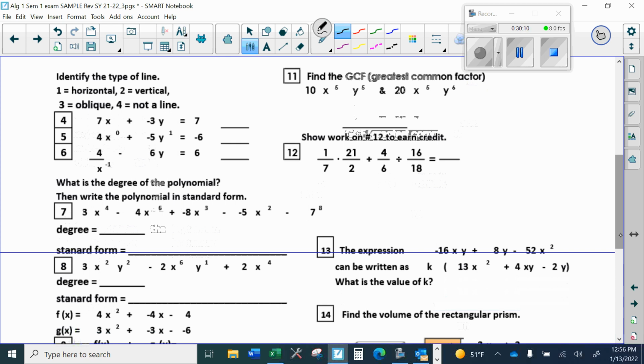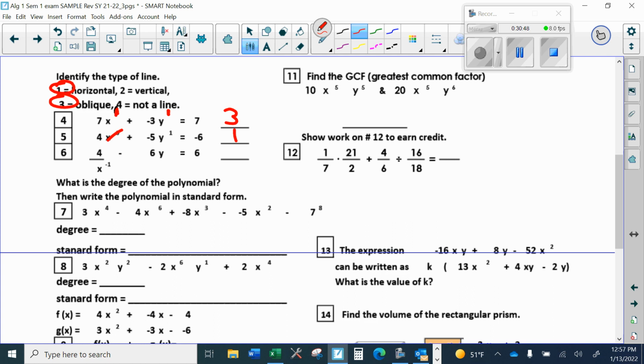Horizontal, vertical, oblique, or not a line. Remember, I look at the exponents on the variables. Remember, in order for it to be a line, the variable has to be in the numerator, and the exponents have to be 1 only. Or you can have a 0 because anything to the 0 power is 1. So if I have both an x and a y in the equation, it's automatically oblique. Here, remember that x to the 0 is 1, so it really just says 4. So really I just have a y. Y equals a number. I can solve for y. Y equals a number is a horizontal line.